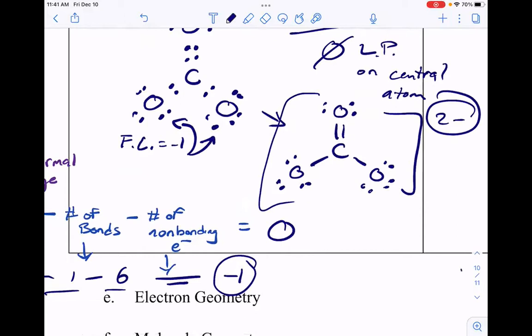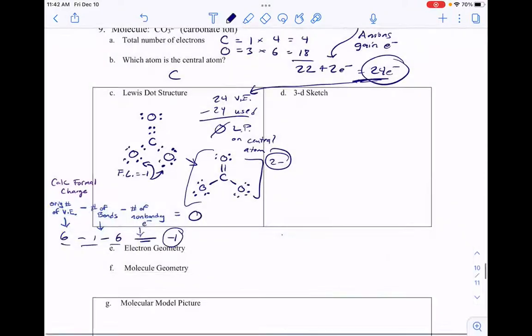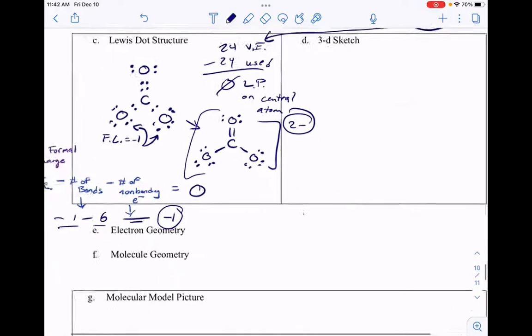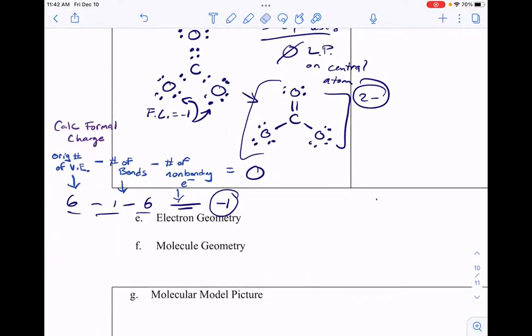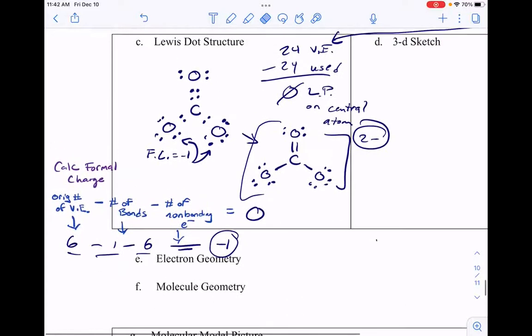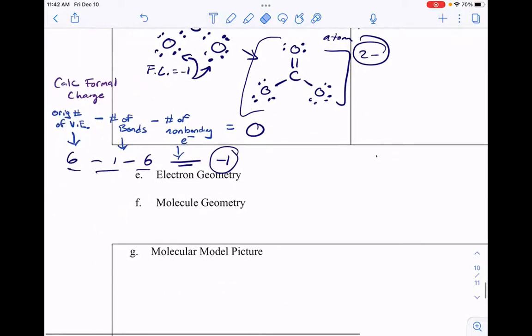All right, so that was just another application since we're dealing with polyatomic ions, but you guys don't really need to showcase that in your Lewis dots, in your worksheet. If you wrote it down, that's fine. I mean, I'm the one who's grading it anyways.